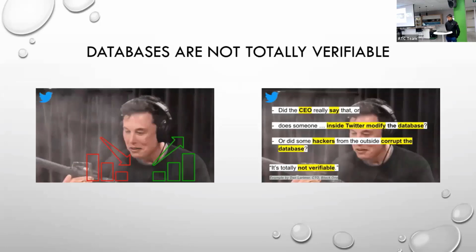What happens if we change a database to a blockchain, for example, Twitter? What happens when a CEO tweets something about stocks going up or down? People buy in and make hundreds of millions of dollars, and also people can lose hundreds of millions of dollars. But how do we know that the CEO actually said that? Does someone inside Twitter modify the database, or did some hackers from outside corrupt the database? All of this is not totally verifiable.